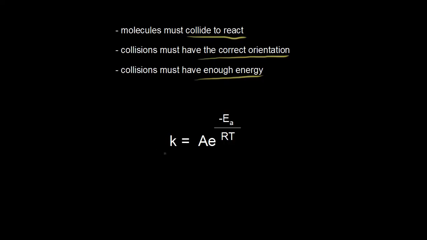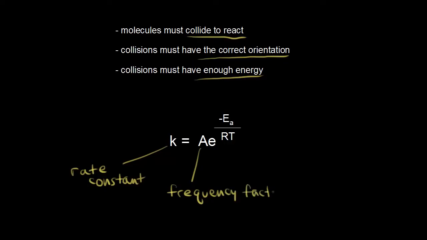So down here is our equation, where K is our rate constant, the one we talk about in our rate laws. A is called the frequency factor, also called the pre-exponential factor. And A includes things like the frequency of our collisions and also the orientation of those collisions.